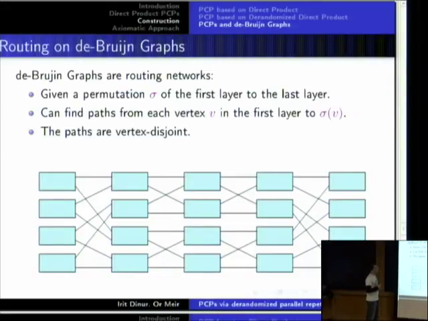Okay, so yes, we can find vertex disjoint paths from source computers to target computers for every possible such mapping. And this means that if the computers route the packets along those paths, then every computer in the network only has to deal with one packet.